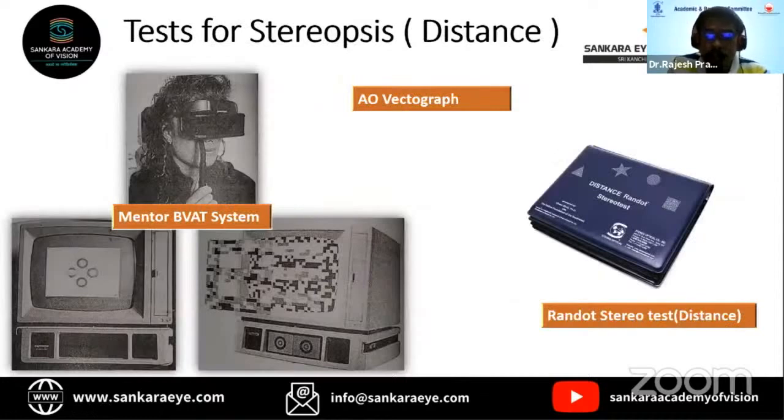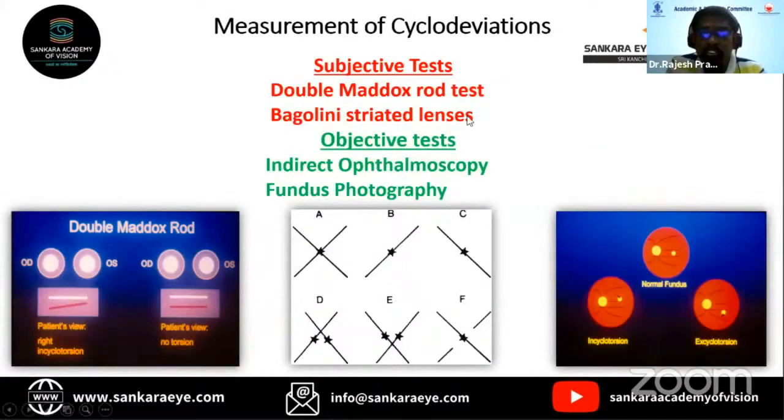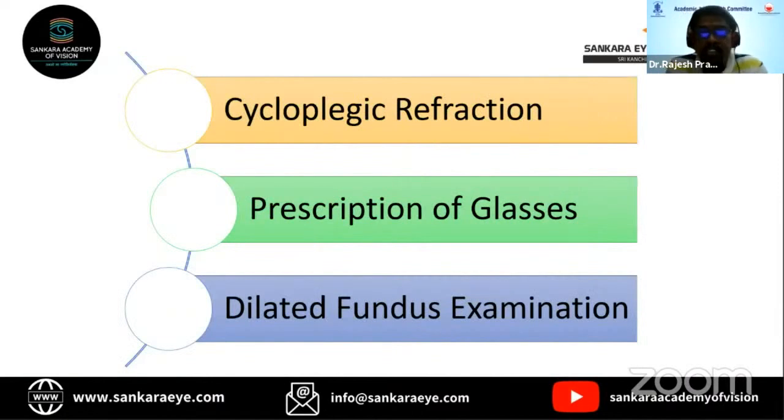Distance stereopsis is most commonly used for cases of intermittent exotropia. Cyclodeviation is not routinely done, but when there is a torsional complaint, we have to look for a subjective or objective test. To complete, I have to emphasize that squint evaluation is not complete without a good cycloplegic refraction and the correction of the refractive error. And dilated fundus examination should be a part of the routine squint evaluation.